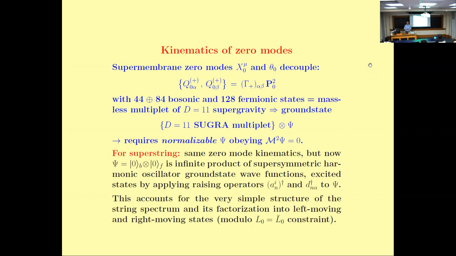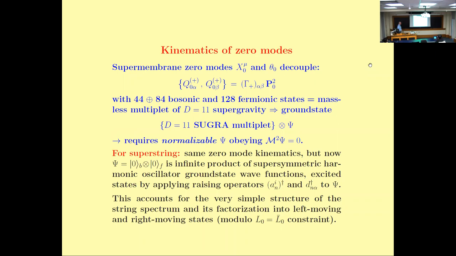Now, in string theory, just to illustrate this a little bit, for the string you have, of course, exactly the same kind of calculation, except that the ground state decomposes into a product of left and right movers, which is probably simpler. Furthermore, these states are very simply described because they're infinite products of harmonic oscillator states. So the ground state is simply a direct product of the oscillator ground state and the zero mode ground state. Each of these is informally an infinite product of the ground states for the various oscillators. Then you build the spectrum of the theory just by acting with the string oscillators, both bosonic and fermionic, on these ground states. And that gives you just the standard spectrum of excited string states.